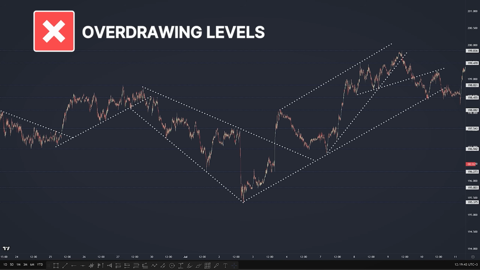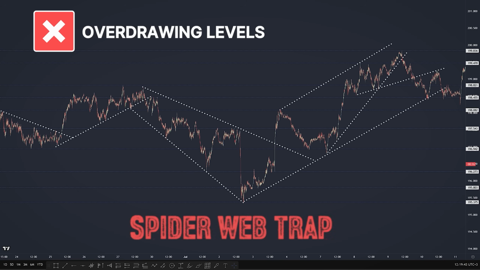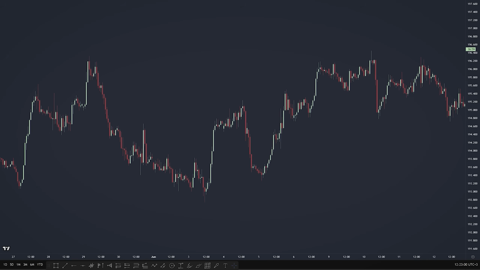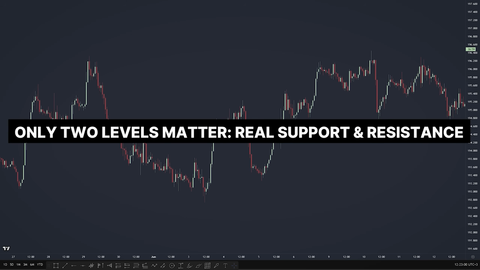They start drawing lines everywhere. A line here, one there, trend lines going in every direction, like a spider web designed by a madman. Remember this like your trading life depends on it. The market only cares about 2 types of levels: real support and real resistance.